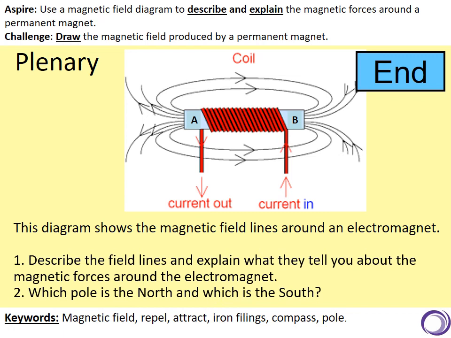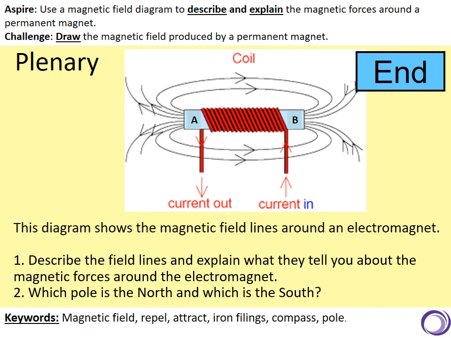Right, question 1. Let's describe first. So we're just describing the field lines. The field lines are very close together at A and B. They're the ends, the poles. So the field lines are close together there. They're more spread out at the sides, and they're more spread out as you move further away from the electromagnet. So we've just described, we've explained nothing.